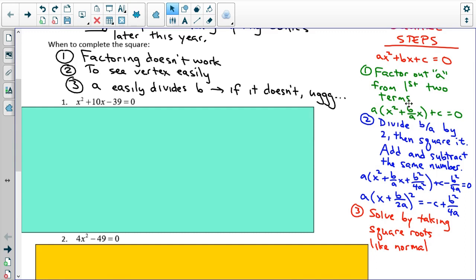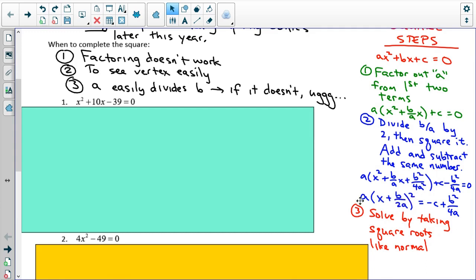Then we'll divide this b over a by 2 and square it. That's essentially completing the square. This is the completing the square step. So we add and subtract the same number from one side, or we could also add the same number to both sides. The main thing is keeping it balanced. The thing that we're adding is this b squared over 4a squared, which is this number, b over 2a squared.